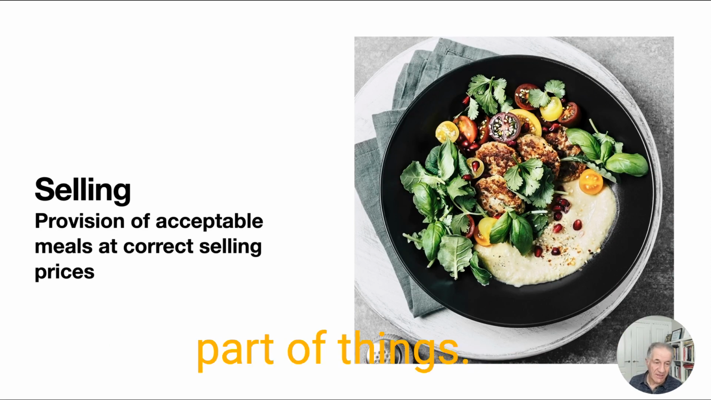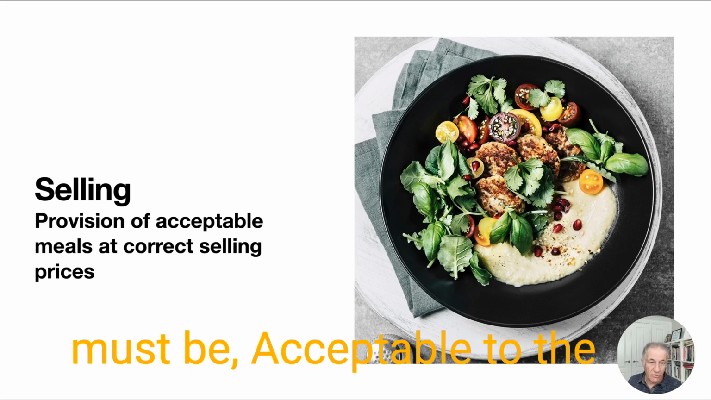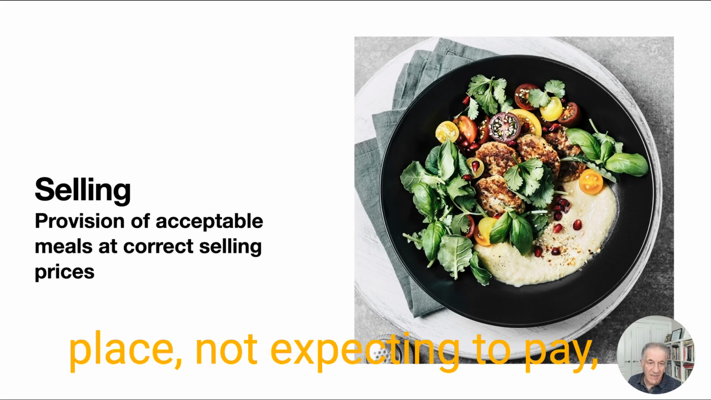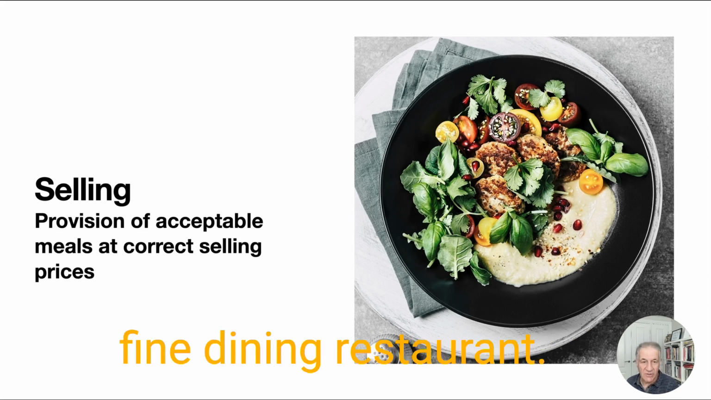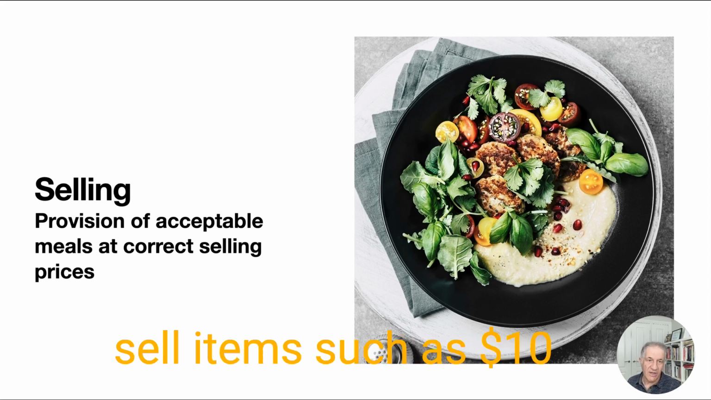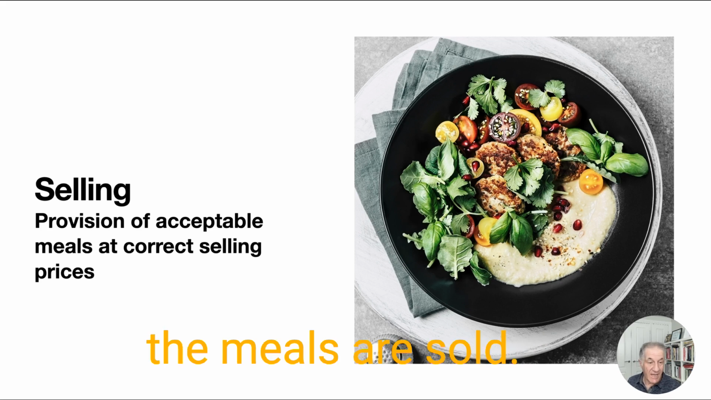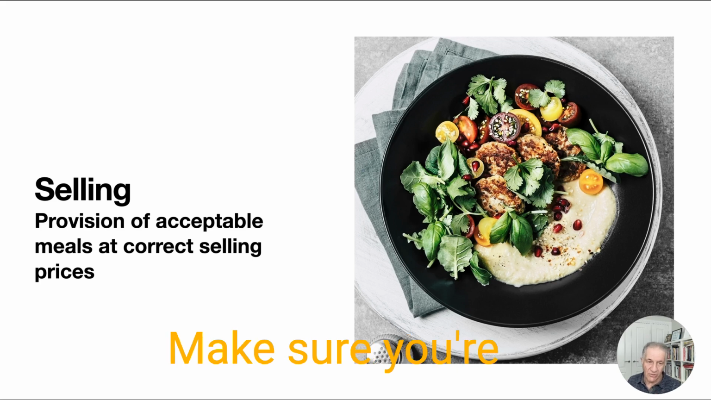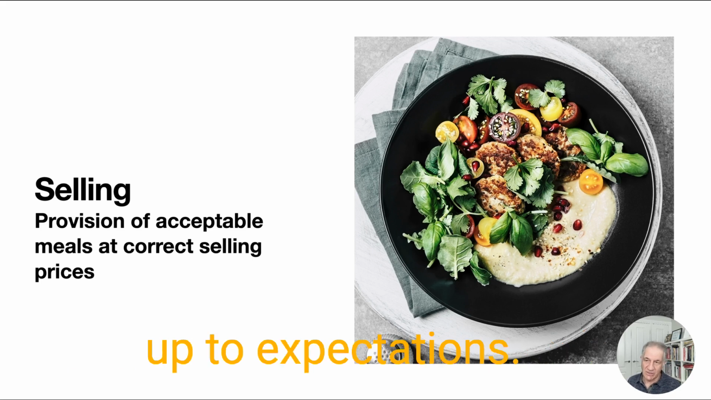Then the selling part of things. Obviously, the prices of our items must be acceptable to the clientele. Again, someone going to a fast food sort of place is not expecting to pay $50, $60 for a main meal. On the other hand, in a fine dining restaurant, you don't normally sell items such as $10 hamburgers. So you make sure that the meals are sold at the correct prices so that it stays within your food cost percentage. Make sure you're making money, and not overcharging your customers, so that everyone's up to expectations.